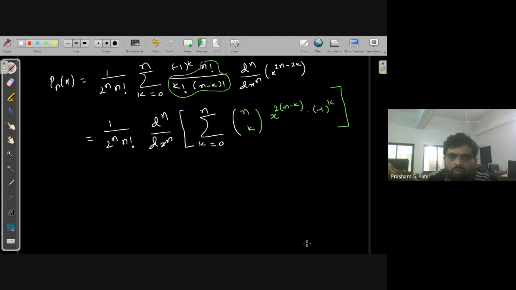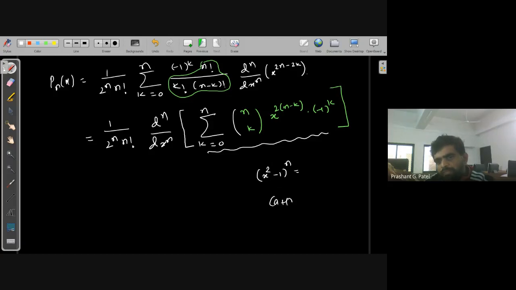Now, can somebody tell me what this quantity is? Just see the binomial expansion of x square minus 1 power n. The binomial expansion of a plus b power n is the summation k running from 0 to n, nCk, a raised to k, b raised to n minus k. This is the binomial expansion.